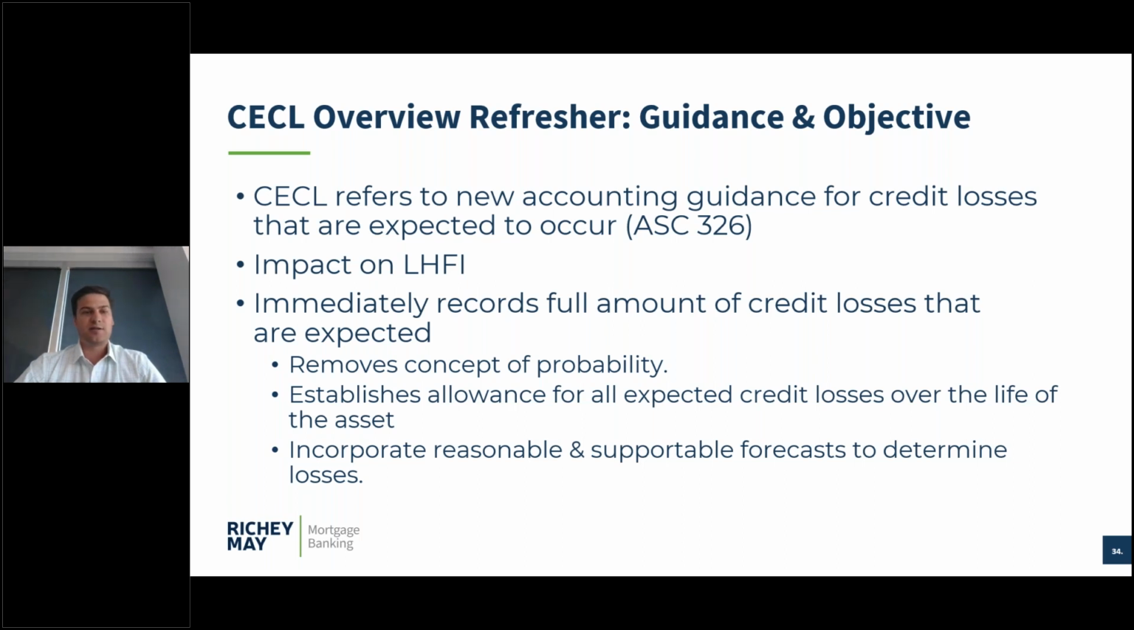Moving on, the updated methodology immediately records the full amount of credit losses that are expected, and it removes the concept of probability. So going forward, an allowance for all expected credit losses over the life of the asset should be established. And this allowance should factor in reasonable and supportable forecasts to determine losses.